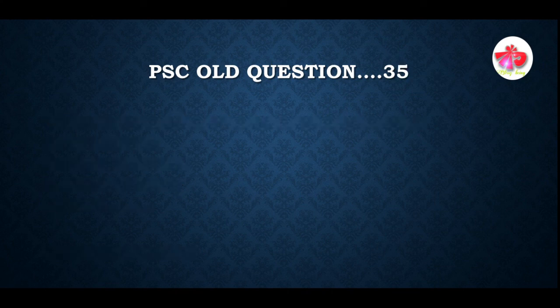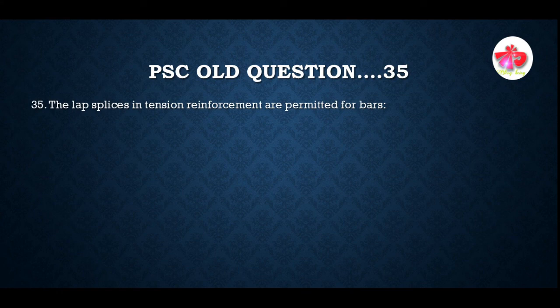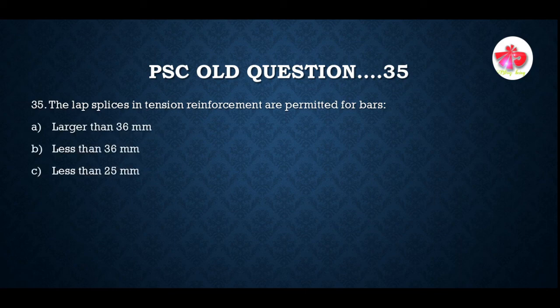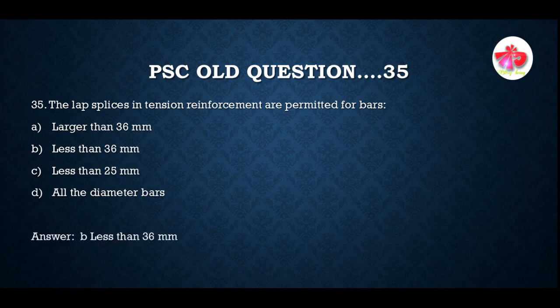Now let us move to question number 35. The lap splices in tension reinforcement are permitted for bars what? Option A is larger than 36 mm, option B is less than 36 mm, option C is less than 25 mm, and option D is all the diameters of bar. So friends, these lap splices in tension reinforcement are permitted for bars less than 36 mm. So option B will be the correct answer.